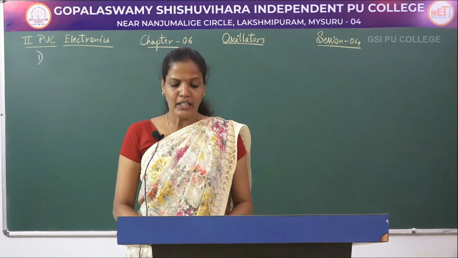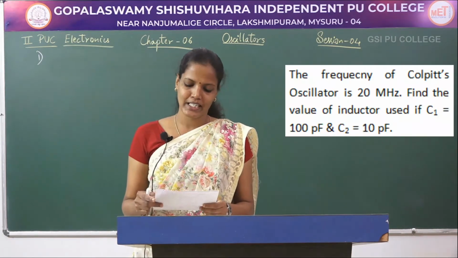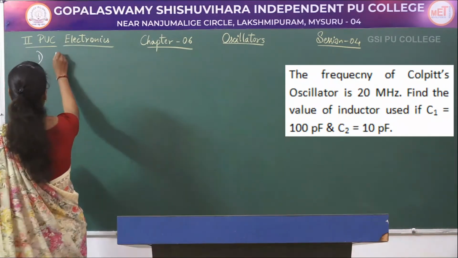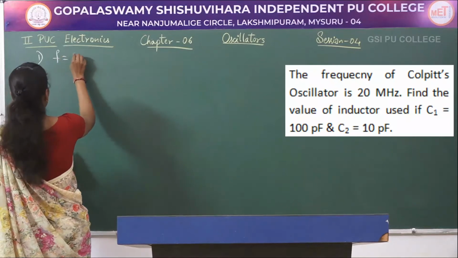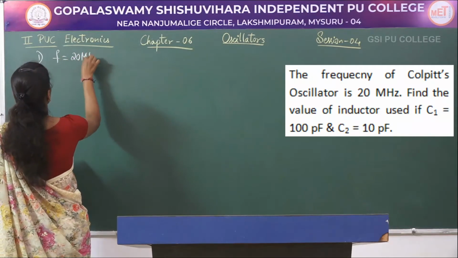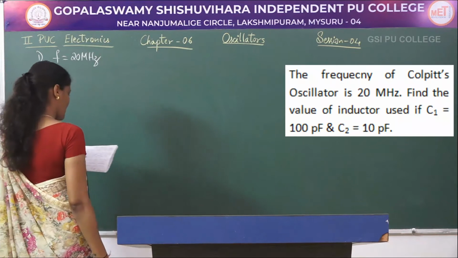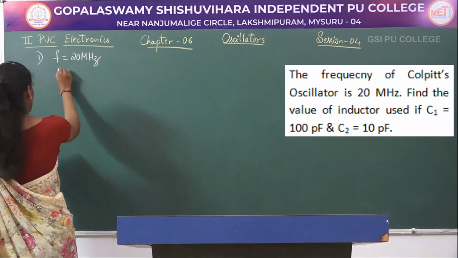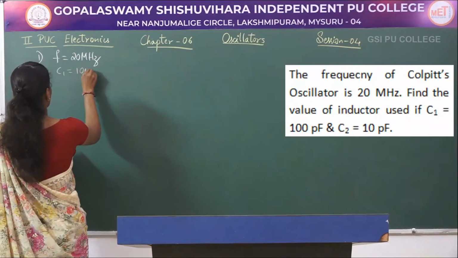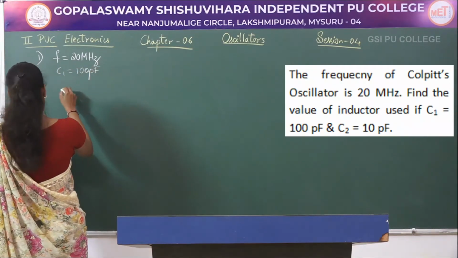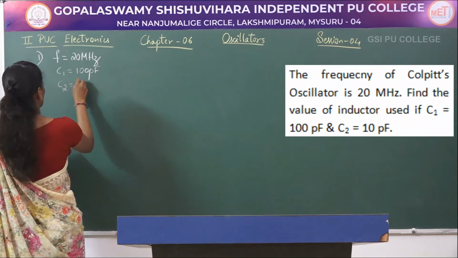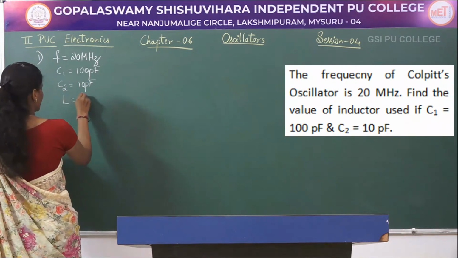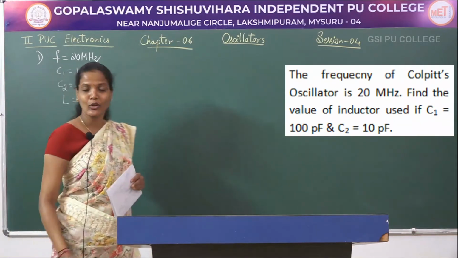The problem is, the frequency of Colpitts oscillator is 20 megahertz. So, the frequency of Colpitts oscillator, denoted by F, is equal to 20 megahertz. Find the value of inductor used if C1 is equal to 100 picofarad and C2 is equal to 10 picofarad. That is, you have to find out the value of L.